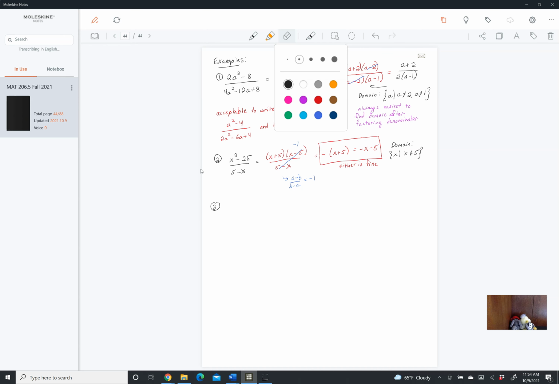Let's say that we have a to the 4th minus 81 over a minus 3. Okay, again, 3 can't get canceled. We have to factor. A to the 4th minus 81 is a difference of squares. This is a squared minus 9 times a squared plus 9 over a minus 3.